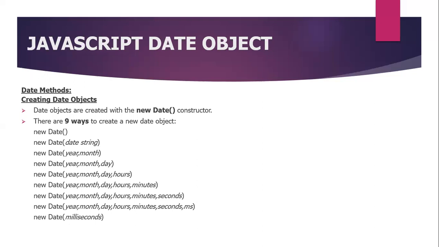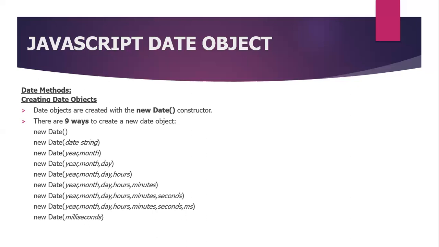New Date with year, month: only the year and month will be stored. New Date with year, month, day: the date will be stored in the order of year, month, day. New Date with year, month, day, hours: here the date along with the time is given in hours. New Date with year, month, day, hours, minutes will display the date with the time in hours and minutes. New Date with year, month, day, hours, minutes and seconds will print the day with the time with seconds.